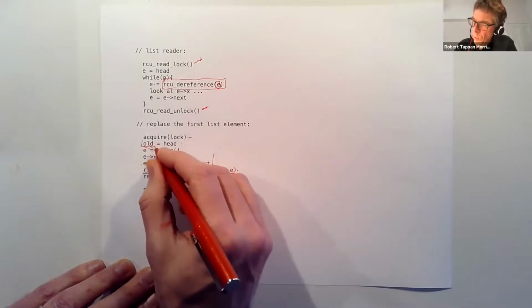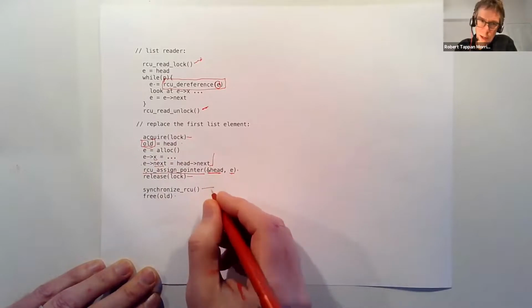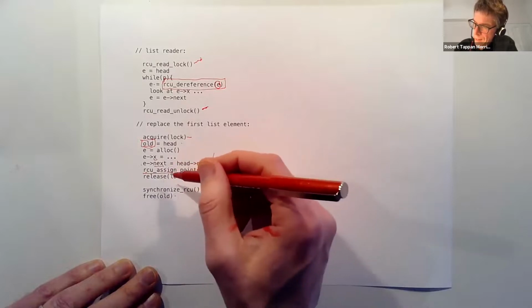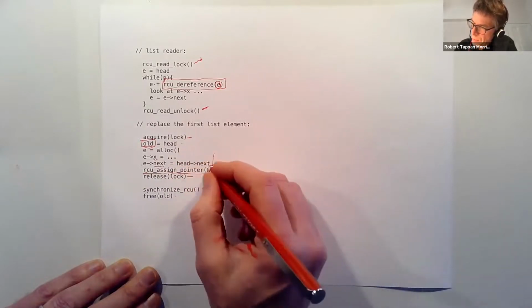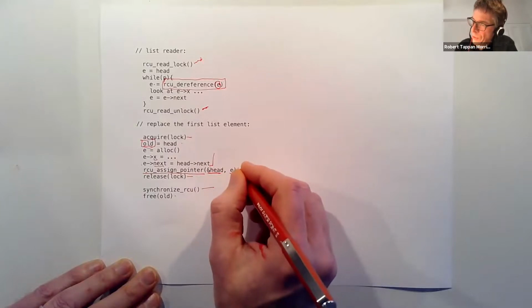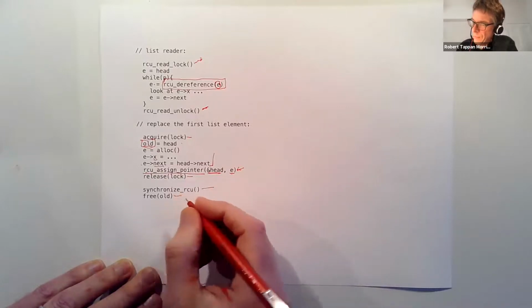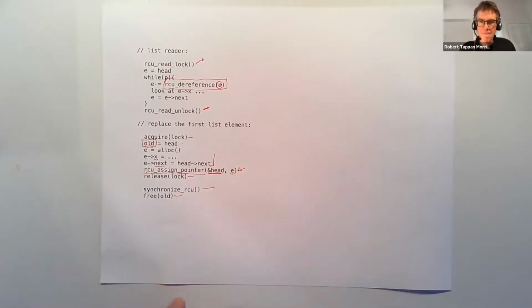We still have a pointer to the old first list element. We call synchronize RCU to make sure every CPU that could have grabbed a pointer to the old list element before we did the committing write has yielded the CPU and therefore given up its pointer to RCU protected data. And now we can free the old list element. Any questions? All right.